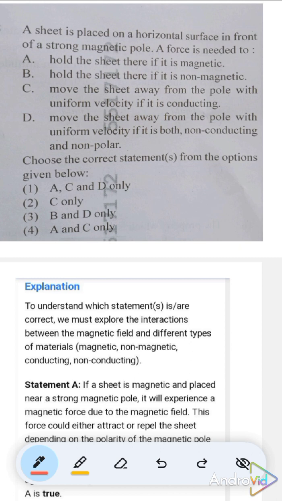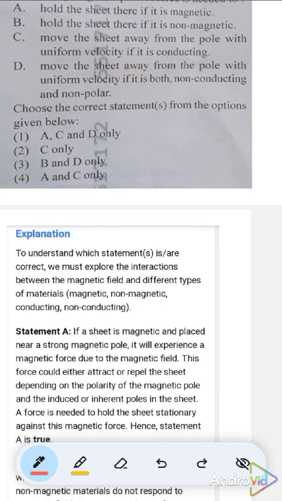According to statement A, if a sheet is magnetic and placed near a strong magnetic pole, it will definitely experience a magnetic force due to the magnetic field. This force could either attract or repel the sheet depending upon the polarity of the magnetic pole and the induced or inherent poles in the sheet. Therefore a force is needed to hold the sheet stationary against this magnetic force, and hence statement A is true.